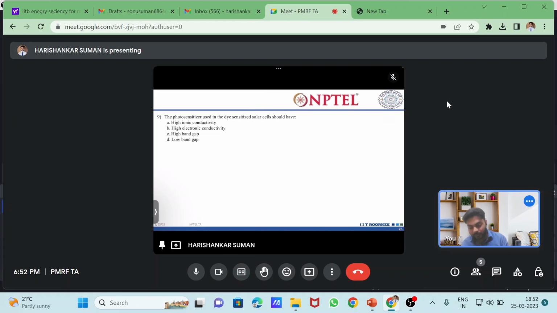So low band gap is the reason. And which of the following is used as the dopant for polypyrrole, an efficient organic material?